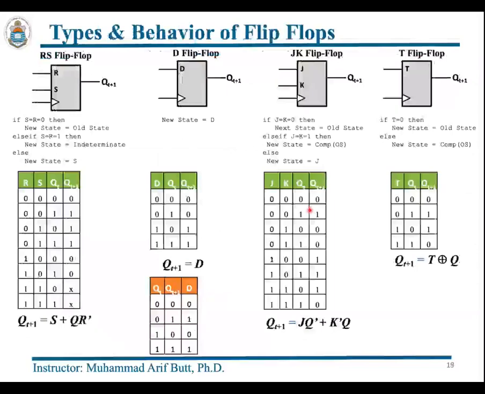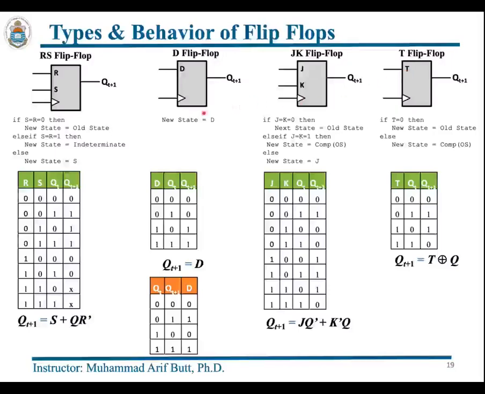Well, this slide shows a summary of the four different flip-flops that you have studied with their graphic symbols: the RS flip-flop, the D flip-flop, the JK flip-flop, and the T flip-flop. RS flip-flop has two inputs, R and S, and this is the clock, and this is the output of this flip-flop. Similarly, D flip-flop has only a single input, JK flip-flop has two inputs, and the T flip-flop has a single input.